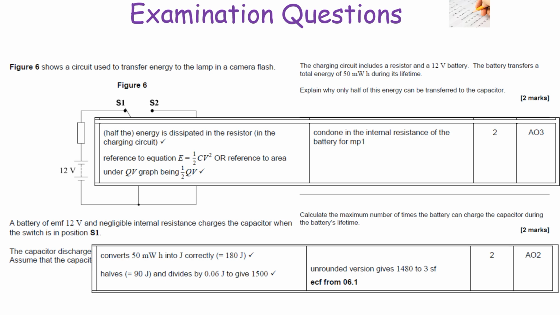Now remember, it's half of that, because half of it has been dissipated out of the circuit when it's charging up, so you've only actually got 90 joules. And then we know that each discharging process is 0.06 joules from the previous question, so we get about 1500.